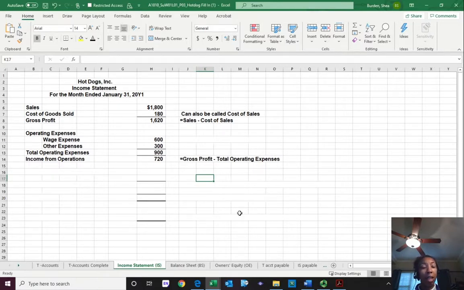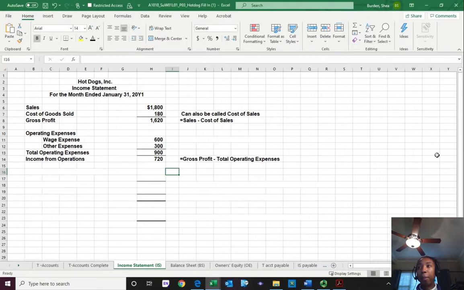This line is mandatory on your income statement, so I just want to make sure you realize that even though it's a calculated line, you want to make sure you always have your income from operations, sometimes also called operating income. You'll also notice that sometimes wage expense can be called salary expense. The terms wages and salary are interchangeable in accounting.